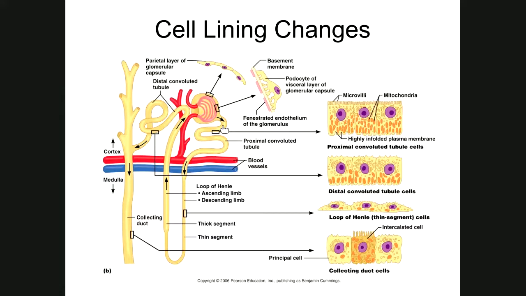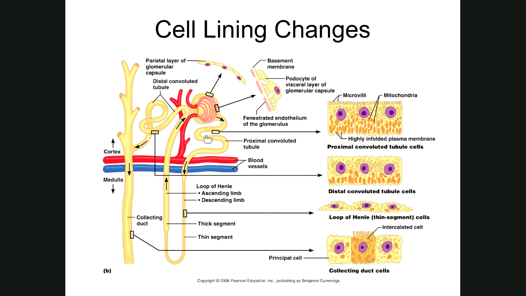Another blank is glucose, G-L-U-C-O-S-E, glucose. Reabsorption probably involves a carrier system, some kind of a carrier protein. Sodium ions are reabsorbed actively. That means it requires the energy of ATP to reabsorb the sodium ions from the proximal convoluted tubules back into the peritubular capillaries.